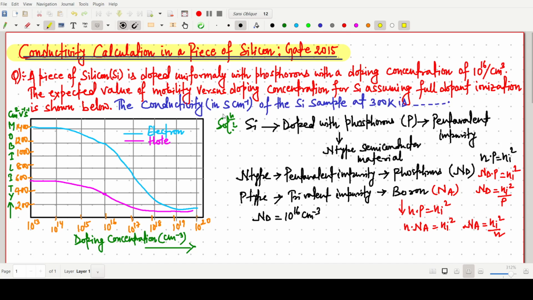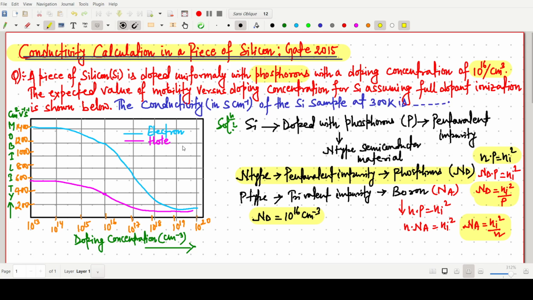I am also giving some theory because the problem is very simple, but we have to know some basic theory. np equals ni square. The equilibrium concentration product of electron and hole is the square of the intrinsic carrier concentration. This one is also important. And in our case, this one is our phosphorus one. So Nd is clearly given as 10 to the power 16 per centimeter cube because it is doped with phosphorus.